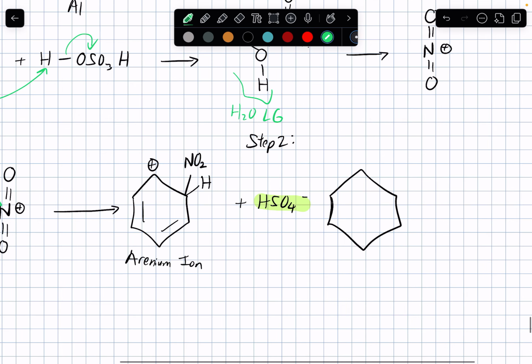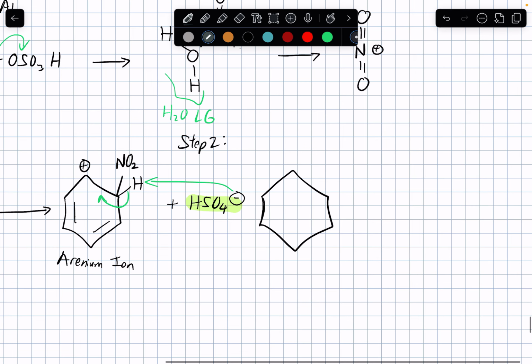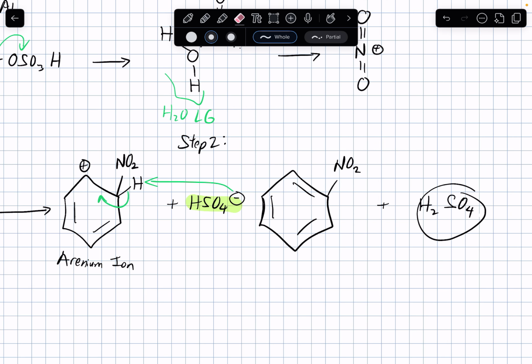Okay, so back to where we were. Attack the hydrogen, and then this bond goes here. So the aromatic ring is regenerated. And now you have H2SO4. It makes sense. If you add H there, you get H2SO4 back.